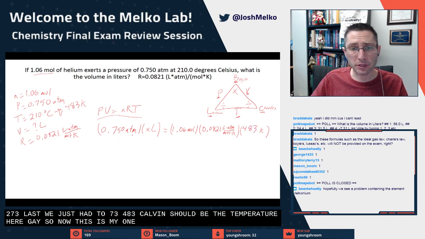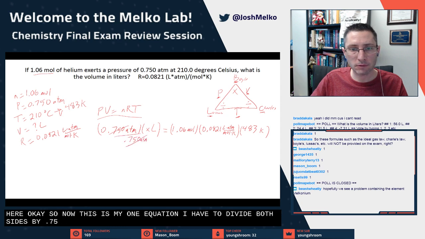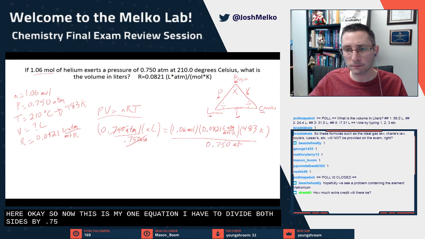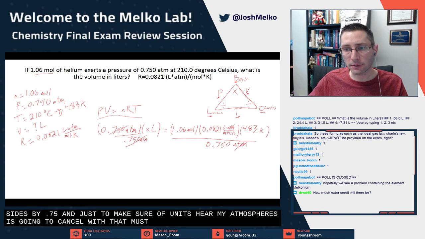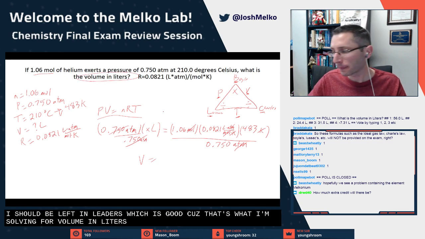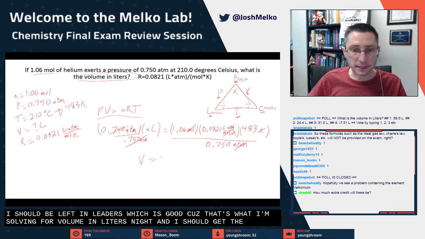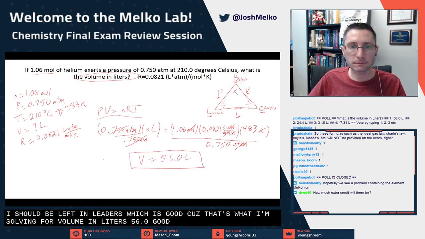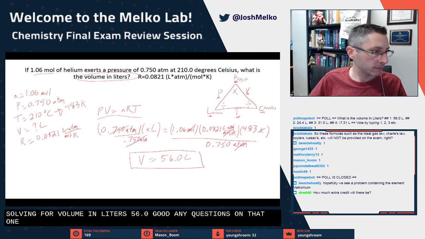Okay, so now this is my one equation. I have to divide both sides by 0.75. And just to make sure of units here, my atmospheres are going to cancel with atmospheres, my moles are going to cancel with moles, my Kelvin is going to cancel with Kelvin, and I should be left in liters, which is good, because that's what I'm solving for, volume in liters. All right, and I should get 56.0. Any questions on that one?